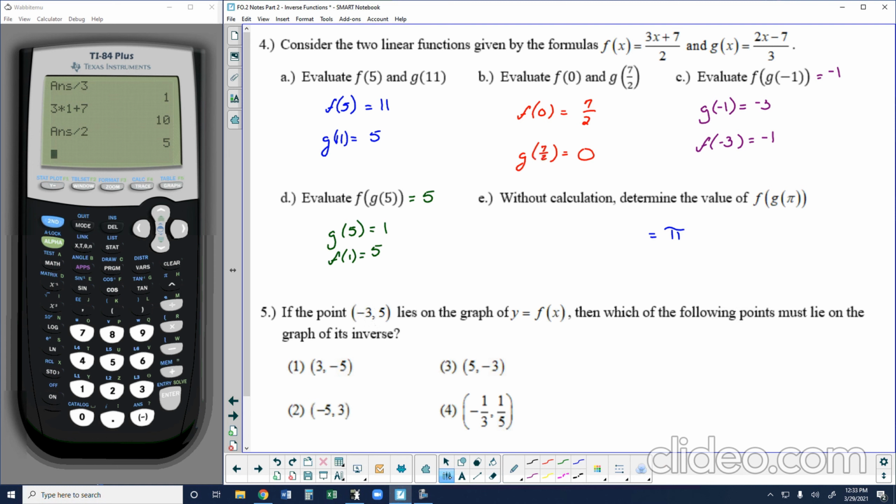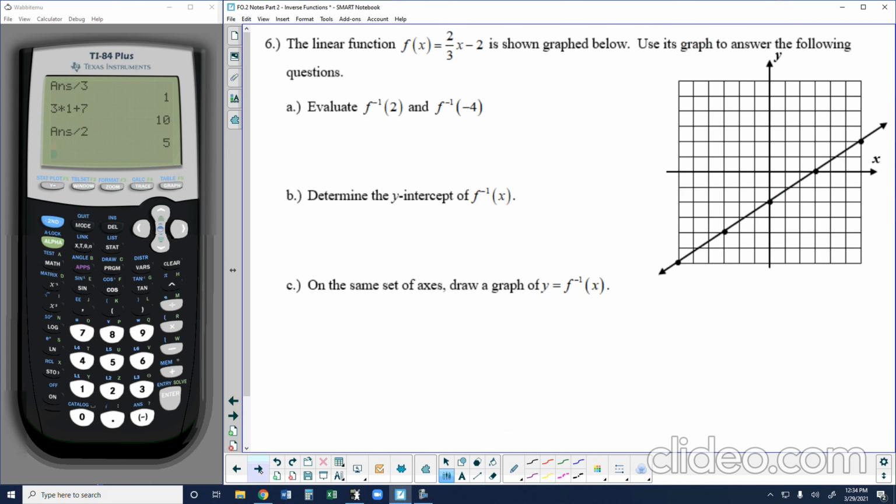So by definition, that x and y value is going to flip. So the point 5, -3 would exist on f of x's inverse. We don't know about any of the other points. They may or may not. But we do know that 5, -3 will exist on the inverse because that is the opposite domain and range values that were given to us on the original function.